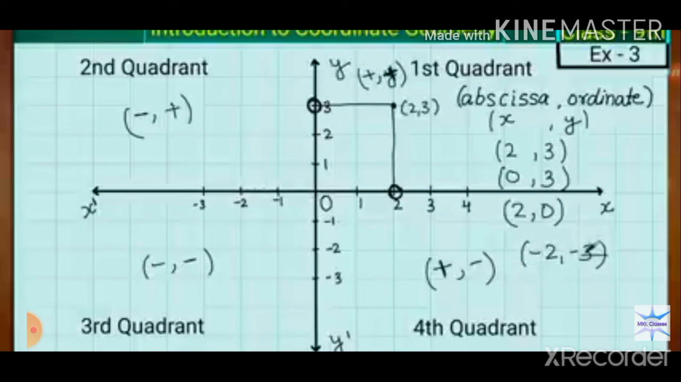Now (-2, -3). In -2, the value of x is -2. You see where -2 is on the x-axis. This is -2. And this is -3. Both are intersecting at a point. So this point is (-2, -3).